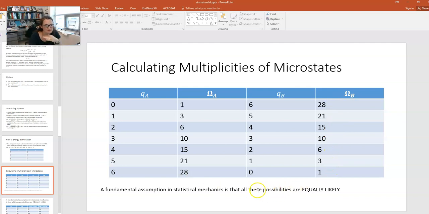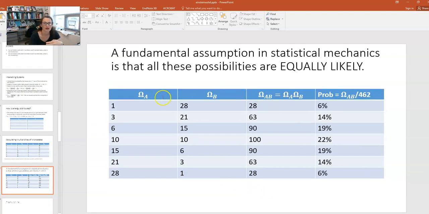So we're assuming these are all equally likely. So how does this shake out? Well, if you have the multiplicities from the previous table brought to this new table and placed in columns. If omega A is 1, B is 28, 3, 21, 6, 15, and so on and so forth. So how do you find the total multiplicity for the system A and B? Okay? Well, omega AB is actually going to be the multiplicity of A times the multiplicity of B. Okay? So when you're combining multiplicities from different systems, you're going to multiply them.